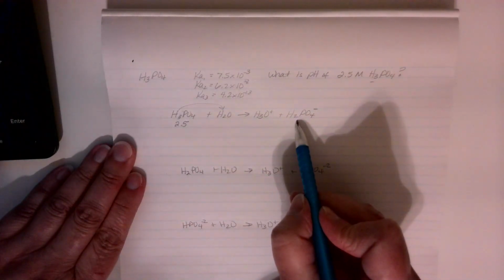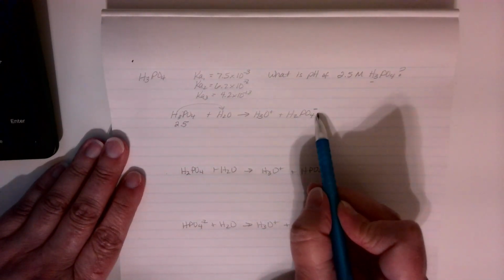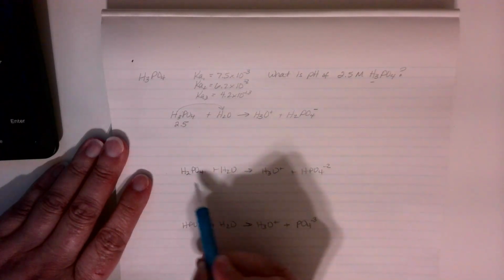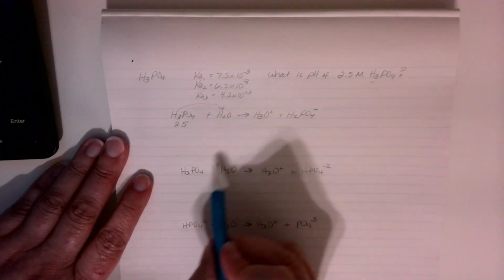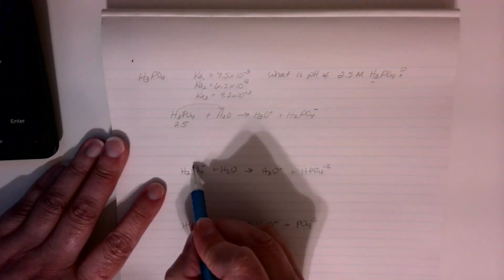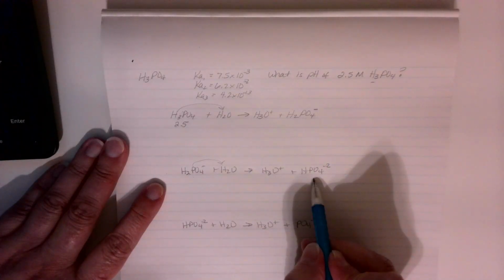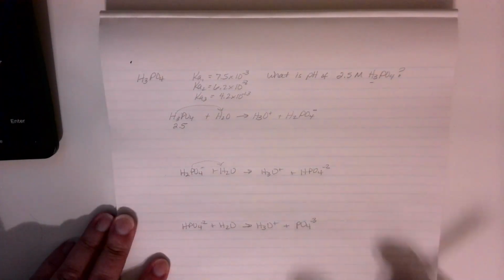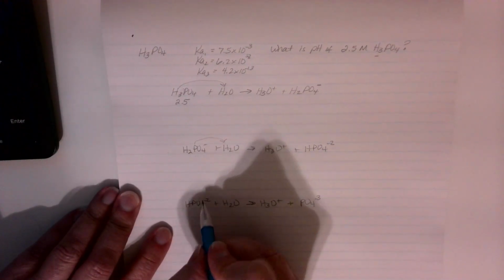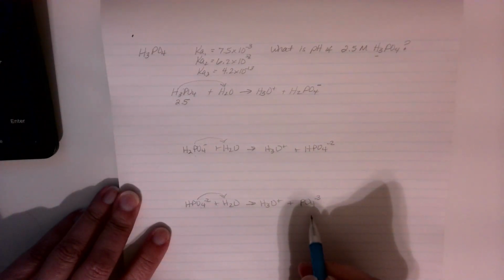When I do that, now I'd only have two H's left, and since I lost a positive, I would have a negative sign. And while I was writing equations, I went ahead and took that one that I had, and now it's going to donate another H to make HPO4 minus 2. And then finally, I would take my HPO4 minus 2, and it's going to donate the last H, making PO4 minus 3.